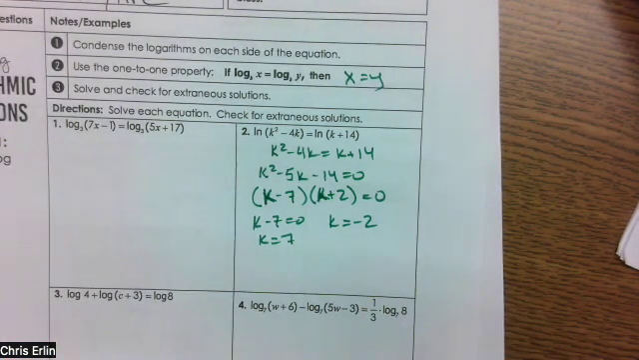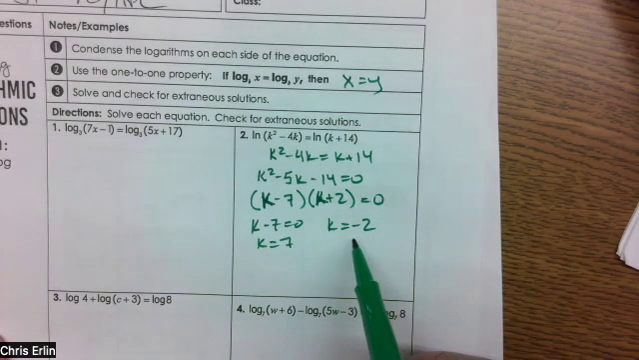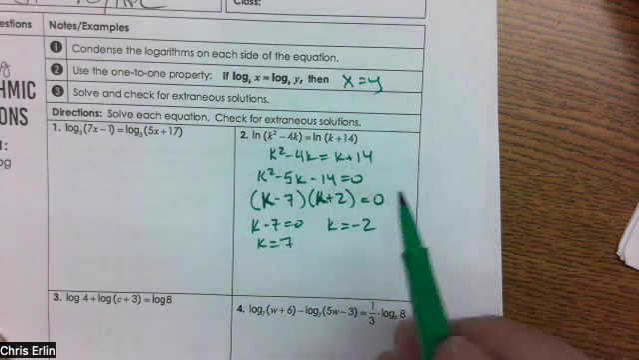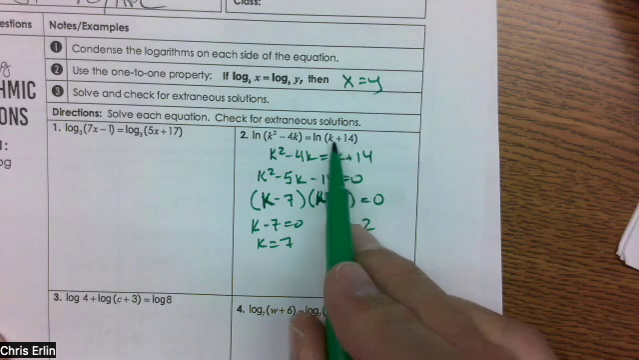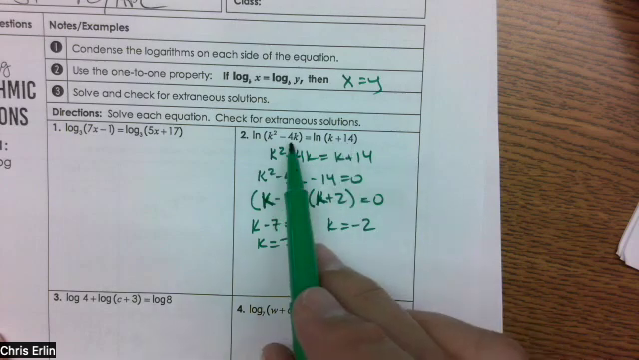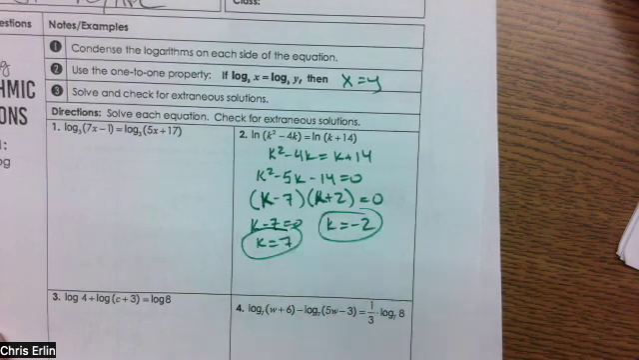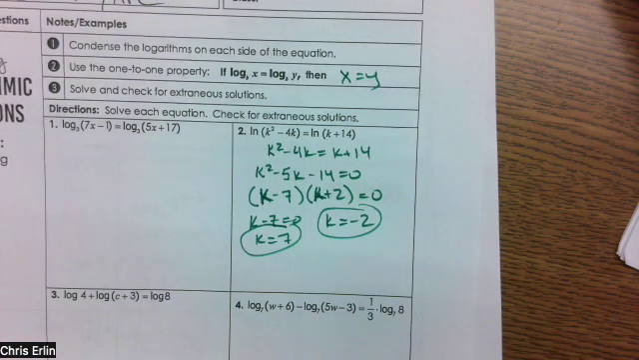Are any of these extraneous solutions? Well, let's see. If I plug in 7, that's a positive number. That's a positive number, so that's fine. If I plug in negative 2, that's 12. This is 4 plus 8, it's 12. Yep, that works as well. So both of these are valid solutions. That's the end.